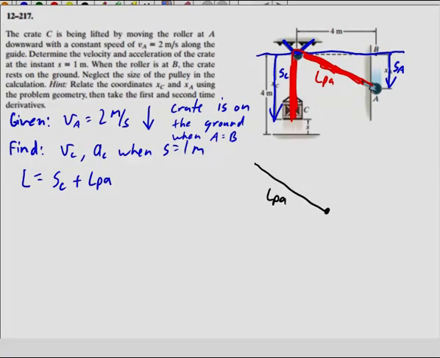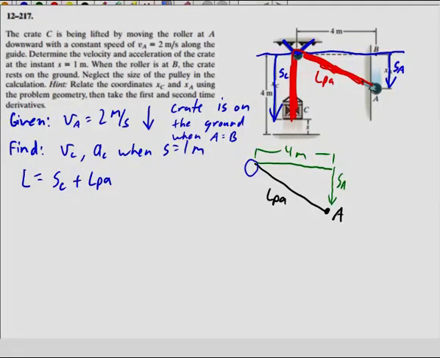Which means we have point A over here, and we've got the pulley at the top. Now we have to use some of the dimensions that are given. If we look at this top side here, the dimension for that top side is given as 4 meters. And the distance from the pulley to A, well, that's labeled as our SA.